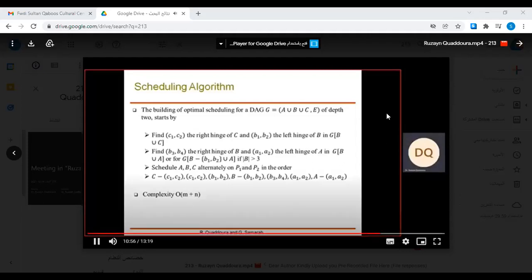Finally, schedule the vertices A, B, C alternately on B1 and B2 in the order C minus C1, C2, C1, C2, B1, B2, B minus B1, B2, B3, B4, A1, A2, A minus A1, A2. The complexity of this algorithm is O of M plus N, where M is the number of edges and N is the number of vertices.